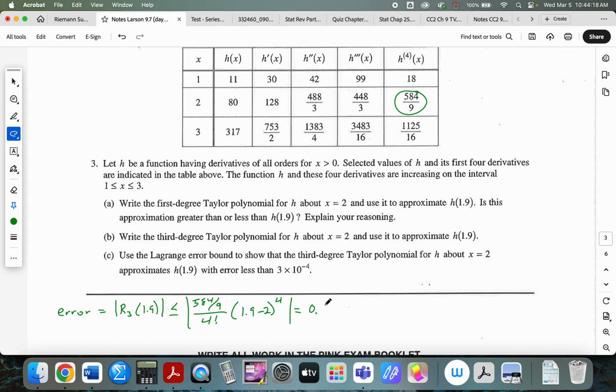This is equal to 0.000, wait a minute, one too many zeros, wait. 1, 2, 3, oh no, that's right. 27, which is less than 3 times 10 to the negative 4th. This is actually, if I'd been thinking about it, 2.7 times 10 to the negative 4th, which is less than 3 times 10 to the negative 4th.